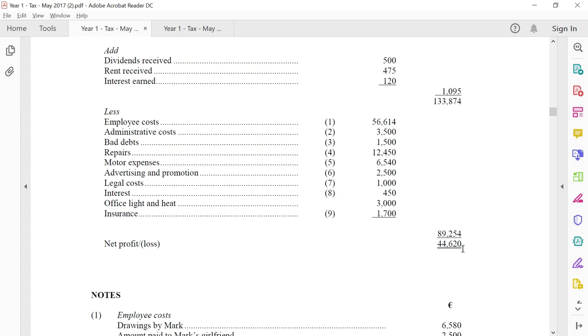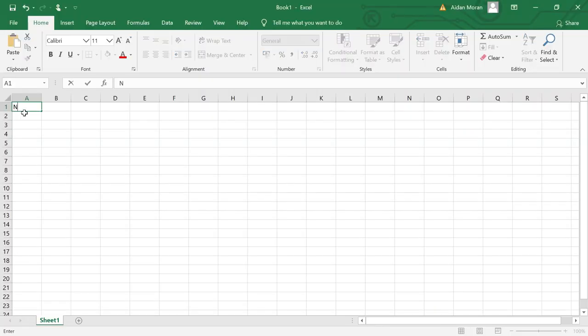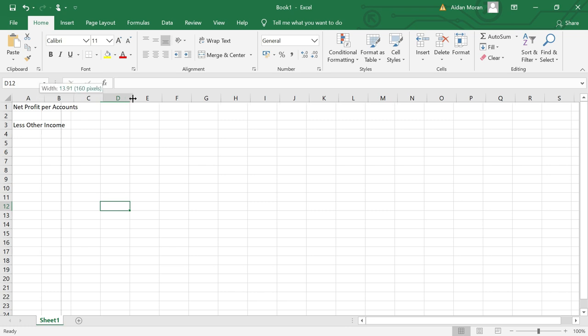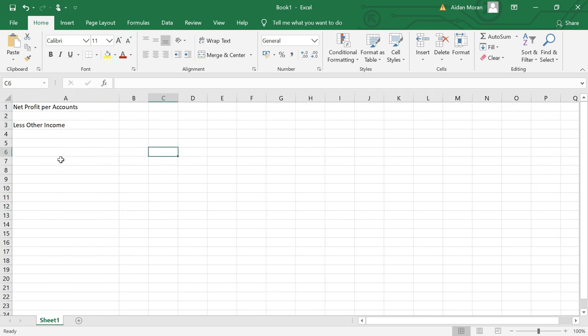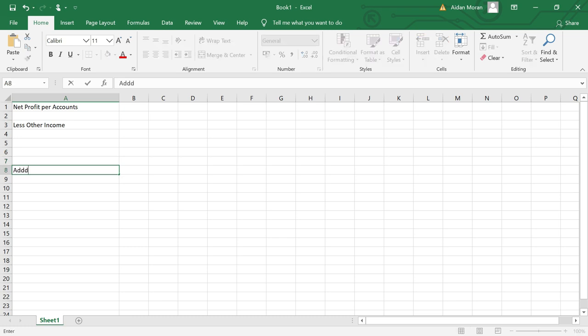So we need to adjust my 40,000 profit to come up with a case 1 profit. My starting point is always a pro forma: net profit per accounts, whatever that is, or loss. It's a profit in this case. I'm going to take away other income, so my rent received, my dividend received, my interest received. They're not case 1, so we need to exclude them in the calculation of our case 1. And we will then add back my expenses that we are going to disallow.